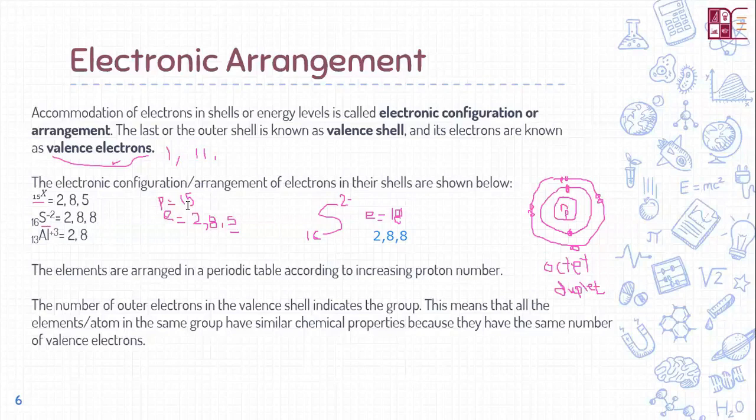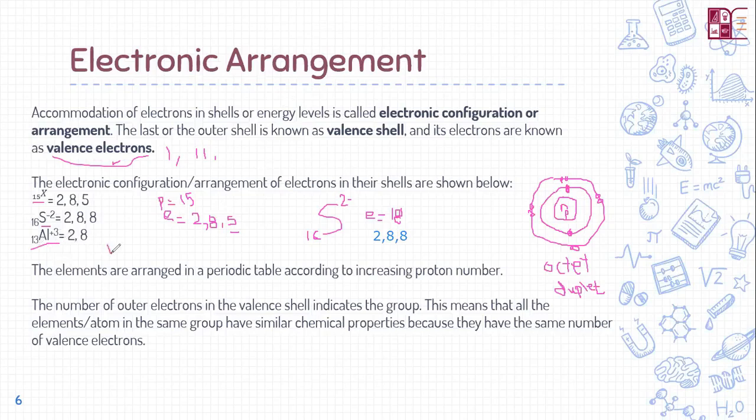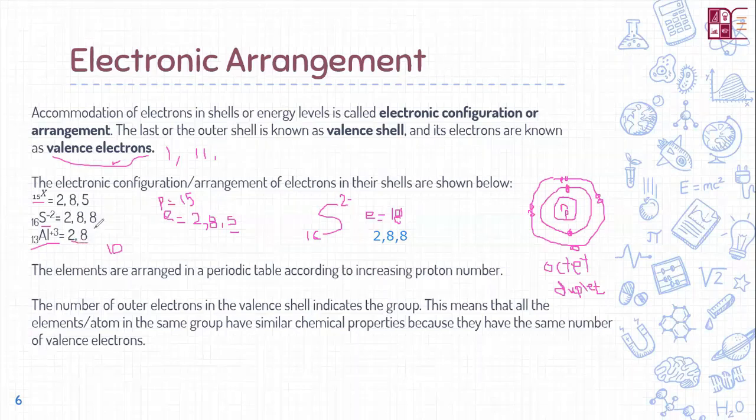Now aluminium 3 plus, Al 3 plus. 3 plus means it has given or transferred 3 electrons to some other atom. So it has lost its 3 electrons. If 3 electrons have been lost, that means now the electrons left are only 10. 13 minus 3 is going to be 10. So it's going to be 2 in the first shell and 8 in the next one. So 2, 8. This is how you make the electronic arrangement or configuration of the electrons in their respective shells.